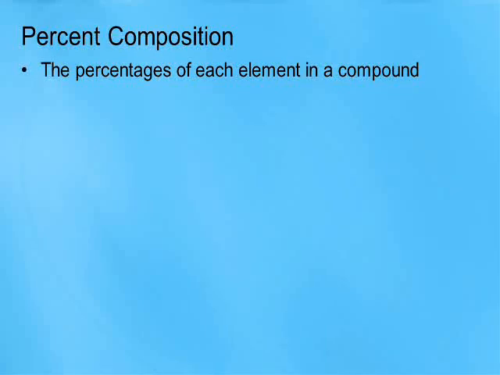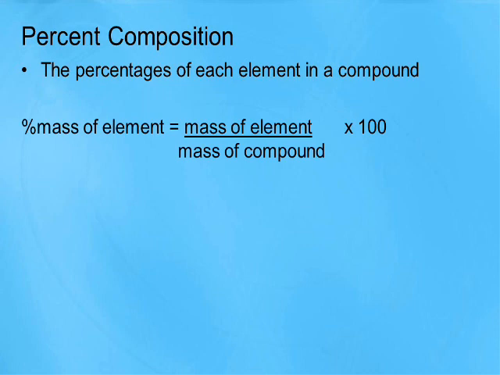This is percent composition. That's where we find the percentages of each element in a compound. It's no different than finding the percentages of anything else. If you find the percentage of your grade, it's how many points you have over the total amount of points. The same thing for this. It's a percentage of an element, how much mass of an element you have in a total mass of the compound.